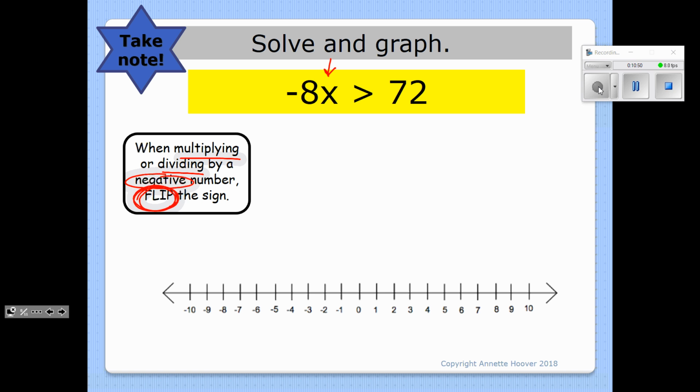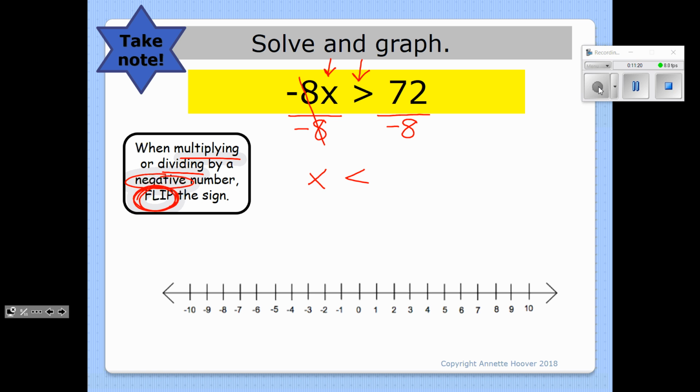The opposite of multiplying is dividing. What are we dividing by? We are dividing by a negative number because we are dividing by a negative 8. If you are multiplying or dividing by a negative number, the inequality sign is going to flip. So negative 8 divided by negative 8 is 1, so that just leaves us x. We flip the sign, so instead of a greater than sign, it becomes a less than sign.